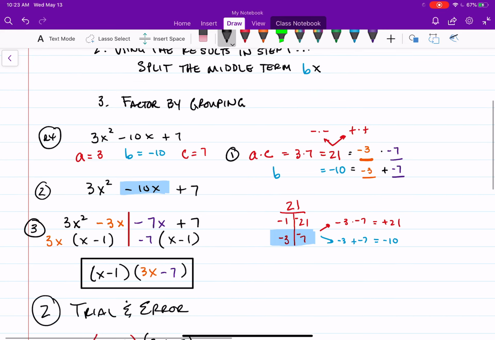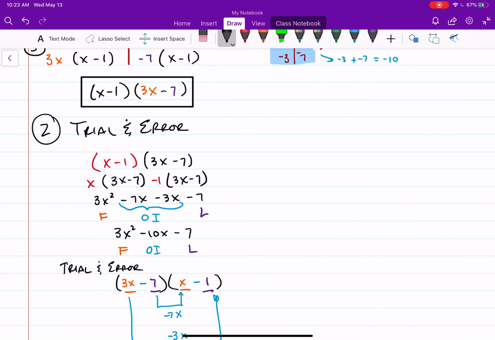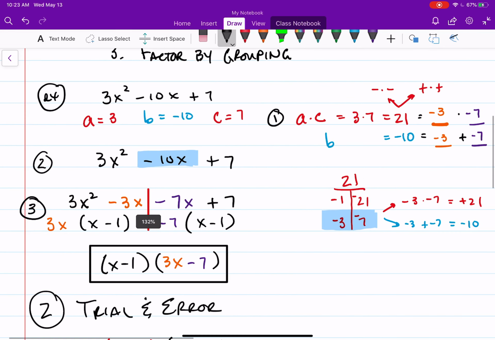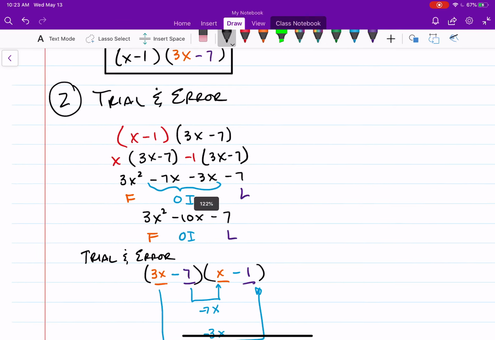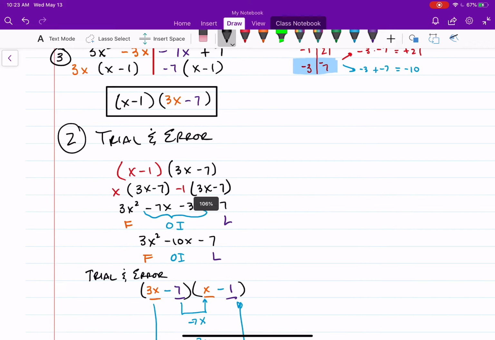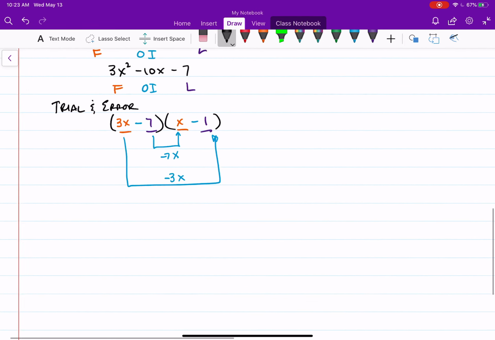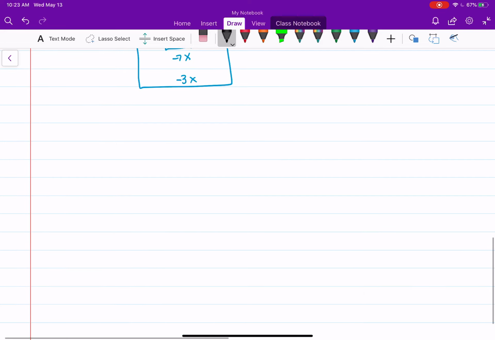So if you're not good with trial and error, it's okay. Not many people are. Most people's brain will be good with the AC method. Some people's brains do work with trial and error, so I'm okay with that. And this is the only way we could learn it back in the day. There was no AC method back in my day. Yes, I'm old. All right, so let's try another one.